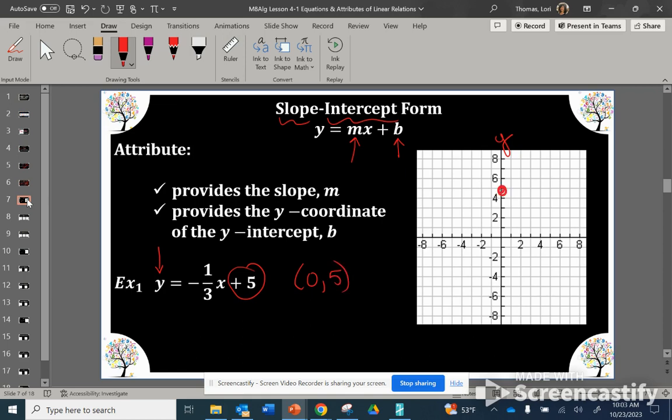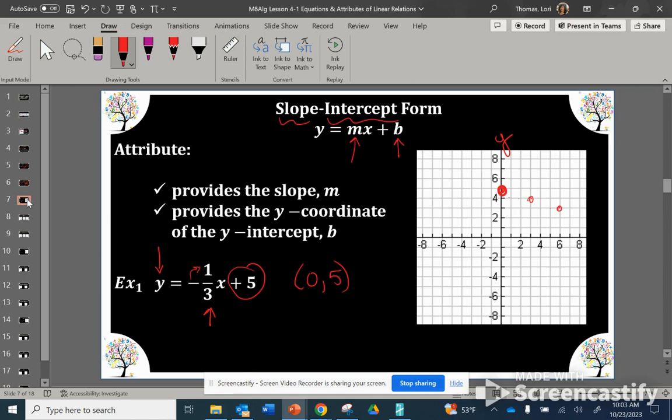So we will graph 0.5. And then we will use our slope, -1 over 3. So when I have a negative slope, I just attach it to the vertical movement, the rise. So we're going to go down 1 and to the right, 1, 2, 3. Down 1 and to the right, 1, 2, 3.